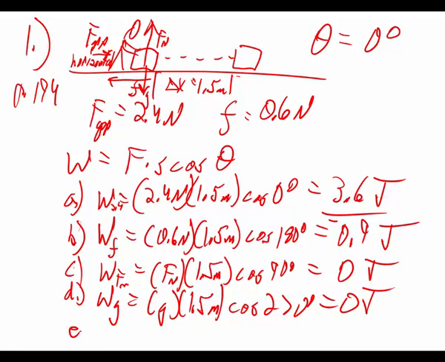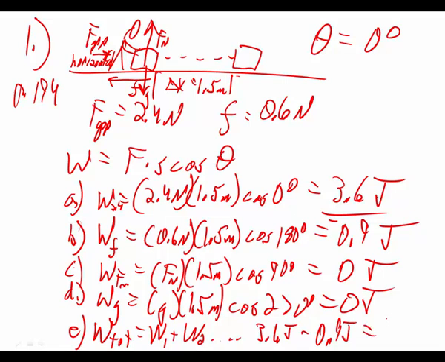All right, then E, work total. You just add up work 1 plus work 2. So we do what? We got 3.6 joules minus 0.9 joules. And we get what? 2.7. So we had a net work of 2.7. That's easy, right? Oh man, where's this been all our life?